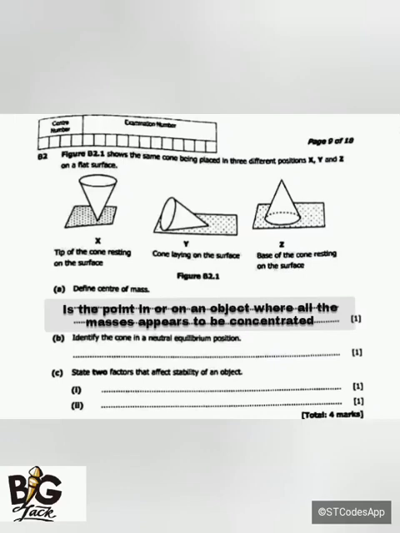The next one, which is question B, is saying identify the cone in a neutral equilibrium position. When they say neutral equilibrium position, they are talking about neutral stability. Here, which cone is obeying neutral stability, or neutral equilibrium? I'm going to say Y. Here we just give them the letter, Y.